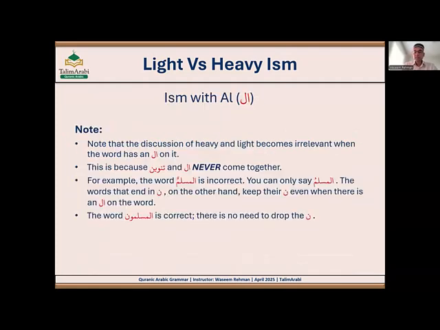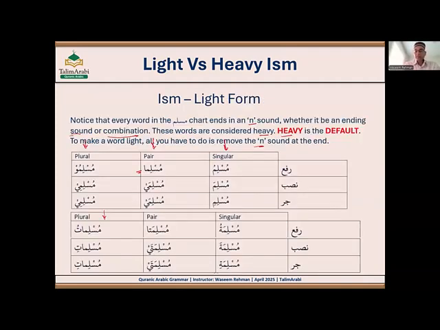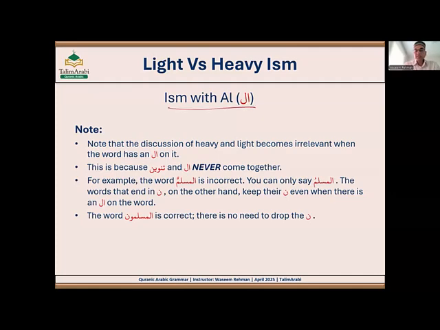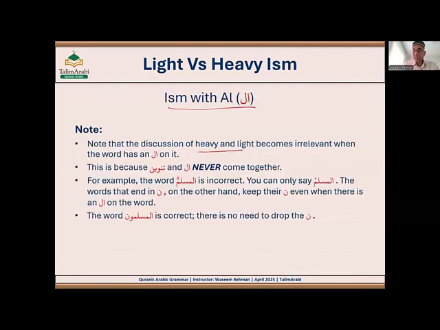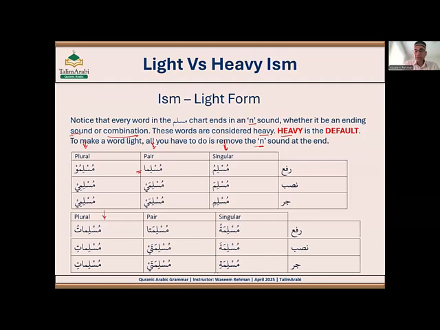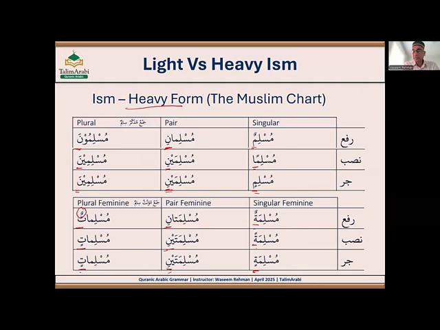All right. Now, in case of al. Right now you see there is no al, right? So in case of al, the discussion of heavy and light becomes irrelevant. If you see an ism has al, then we won't discuss whether it's heavy or light. It's irrelevant. Why? Because when an ism has al, there is no tanween, right? And basically what we are doing here is dropping the tanween. So an ism should have a tanween, like muslimun, musliman, muslimin, right? Or muslimatun, muslimatin. Or in case of dual, it has noon, right?